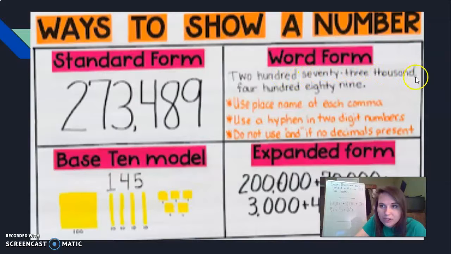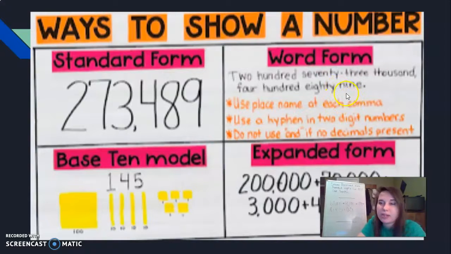Okay, so we have 273,489. Notice there's a comma. So you want to make sure you use the place name at each comma. So here, like we said, is the comma with the 1,000. And if I look at standard form, 273,000 is where that comma is. So that should match. Also, another little hint is to use a hyphen. A hyphen is that tiny little dash that's in between a 2-digit number. So like 73, 89, it should be there.